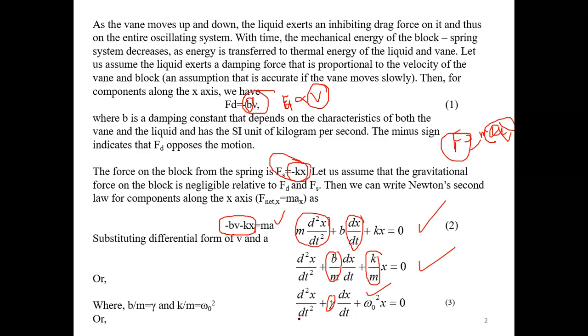Okay, so the equation becomes d²x/dt² + γ dx/dt. So this is the differential equation of a damped harmonic oscillation. If you compare this with simple harmonic oscillation, in simple harmonic oscillation this term is absent. In simple harmonic motion, this term is missing. So this is the damping term. Without this term, the equation becomes the equation of a simple harmonic motion.